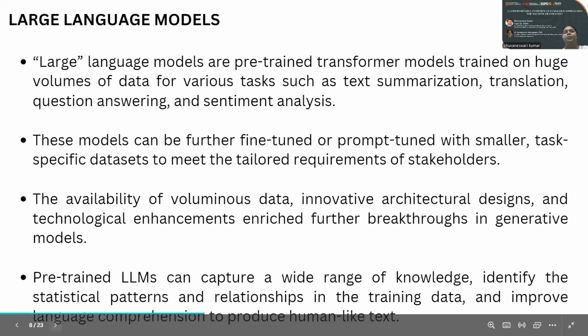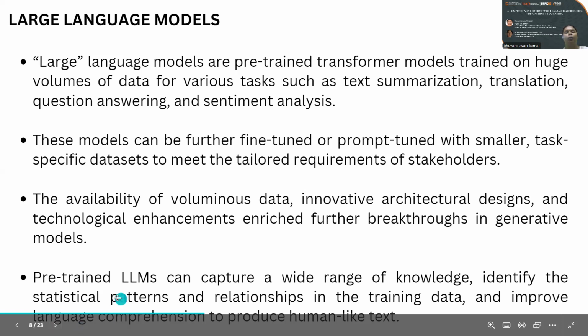And from the NMT, large language models, as the name implies, are pre-trained transformer models that have already been trained with huge volumes of data for various tasks like text summarization, translation, question answering, and sentiment analysis. And these models are further fine-tuned or prompt-tuned with a smaller set of specific data sets for a particular domain to meet the tailored requirements of the users.